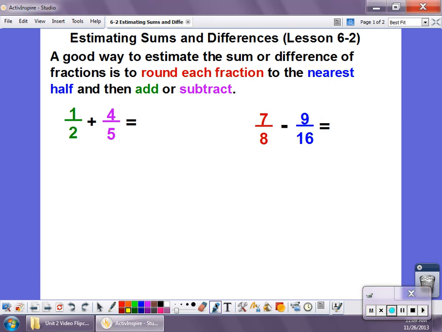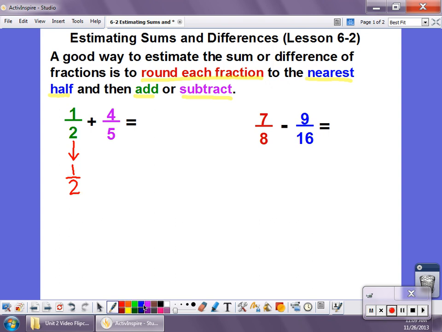A good way to estimate a sum or a difference of fractions is to round each fraction to the nearest half. And once you've done that, then you can just add or subtract the fractions. So think about the rounding rules we used yesterday. Okay, this fraction here doesn't need to be rounded to the nearest half because it actually is 1/2.